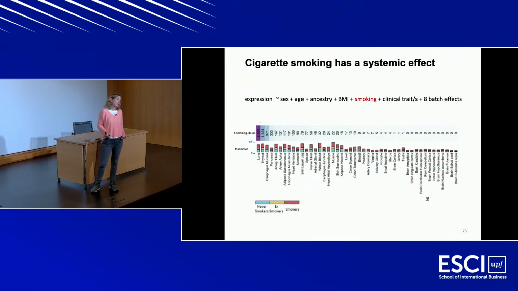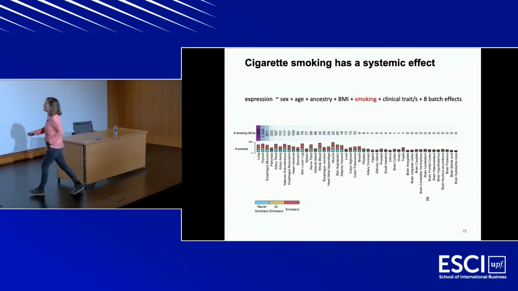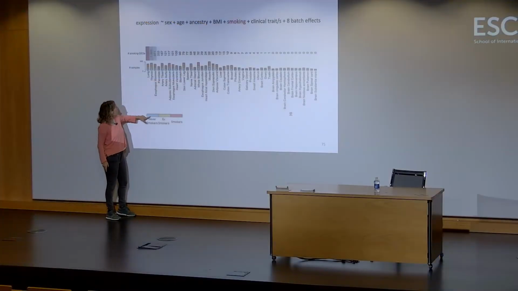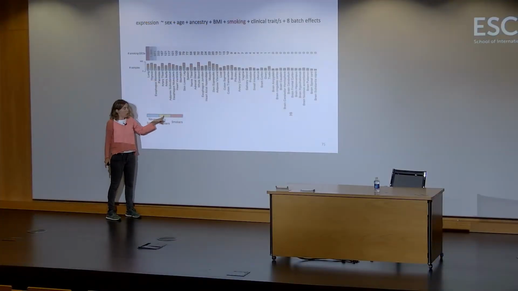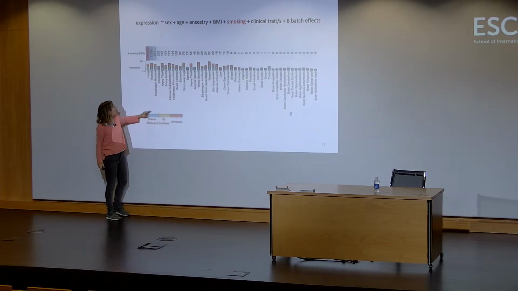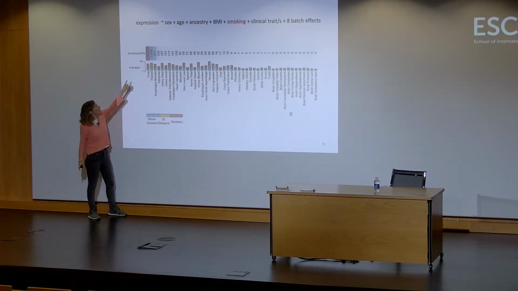But what else is interesting about this plot? What is it telling us? Here we have the number of samples: never smokers, ex-smokers and smokers, and the comparison is between smokers and never smokers. On the top we have the number of differentially expressed genes in every tissue. What's interesting about this plot?